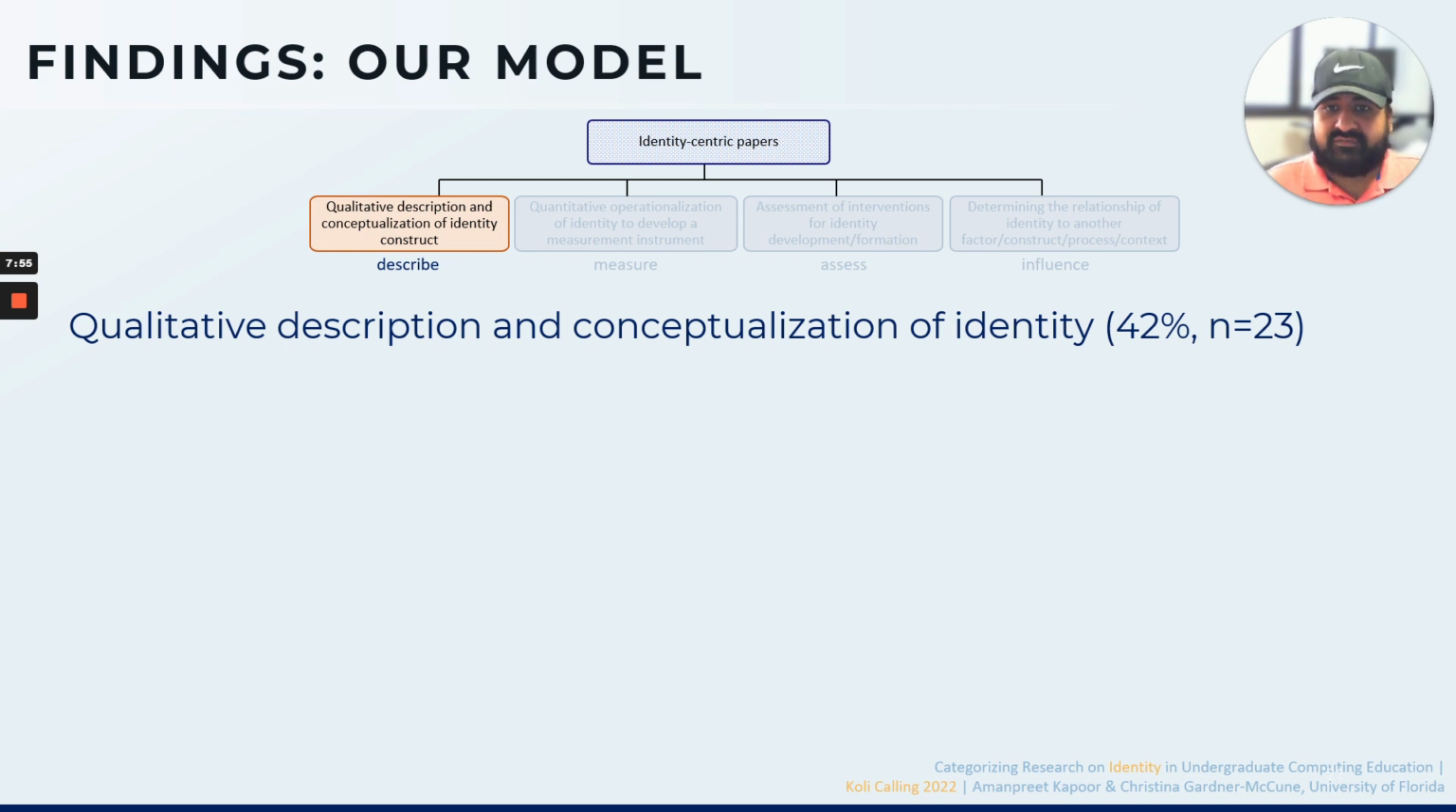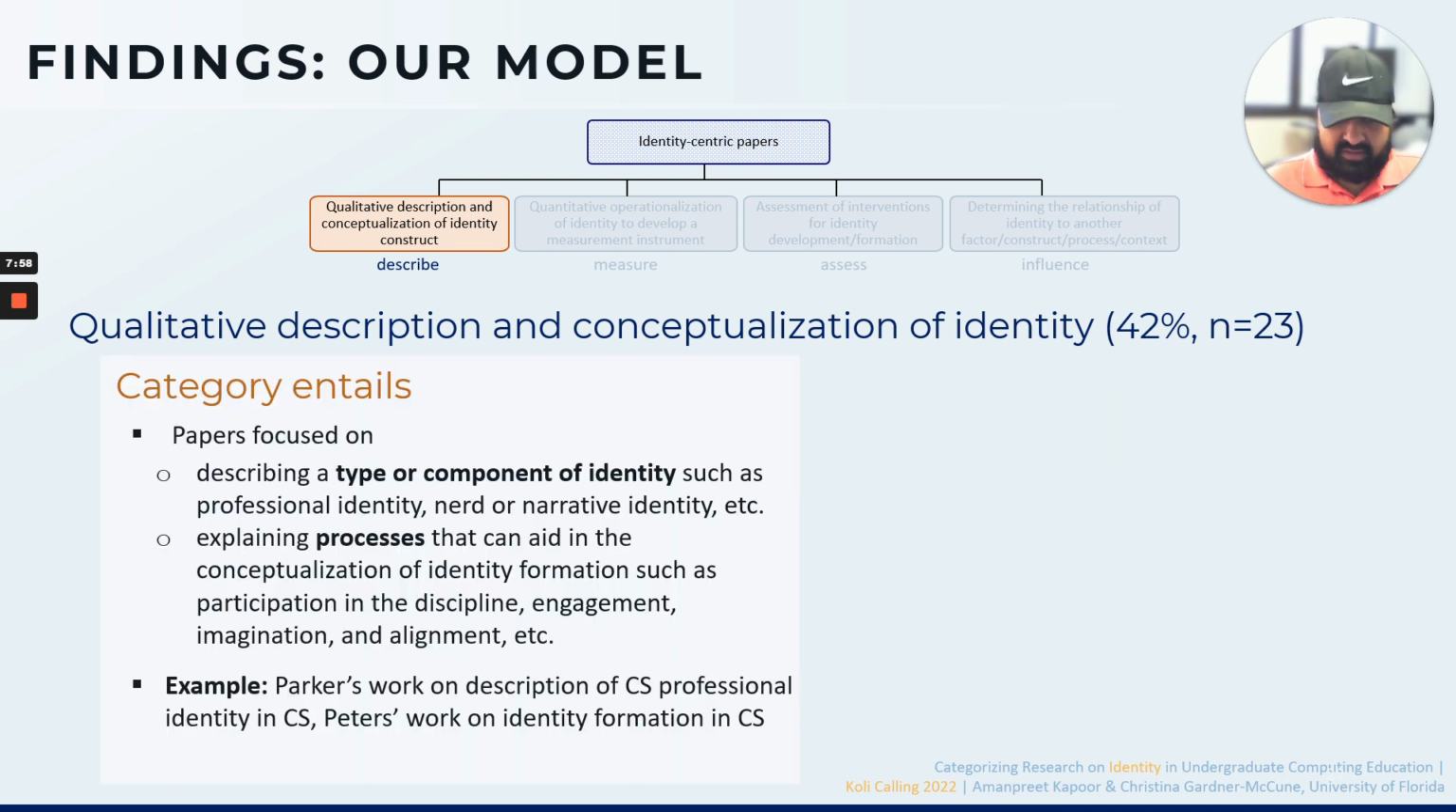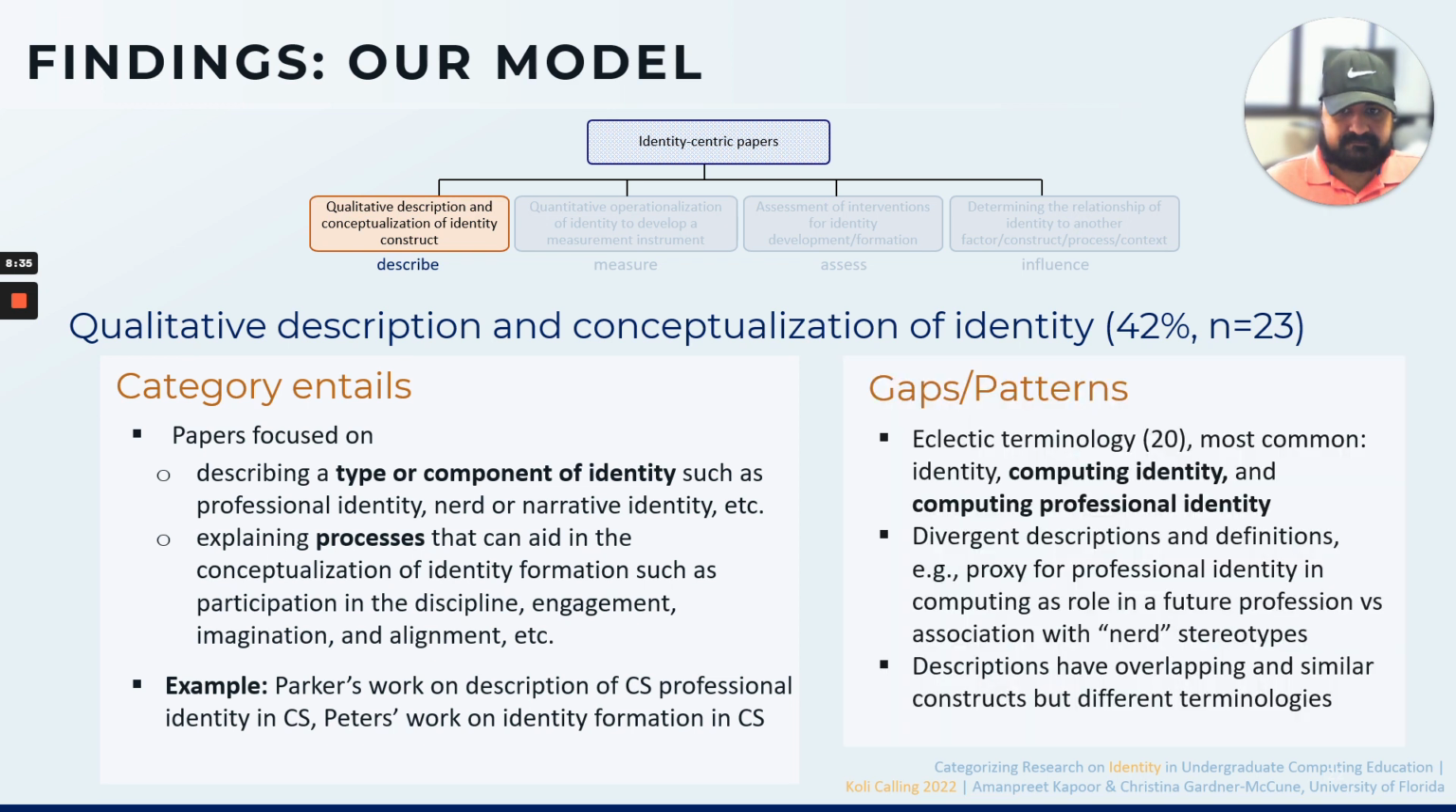The first one was qualitative description and conceptualization of identity. And these papers described either a type or component of identity, such as professional identity, nerd identity, narrative, group identity, gender identity, and so on, or they explained processes that aid in the representation of identity formation, such as participation in discipline, engagement, alignment, or imagination. How do these processes help in identity formation? One example of papers in this theme was Parker's work on description of CS professional identity formation in CS.